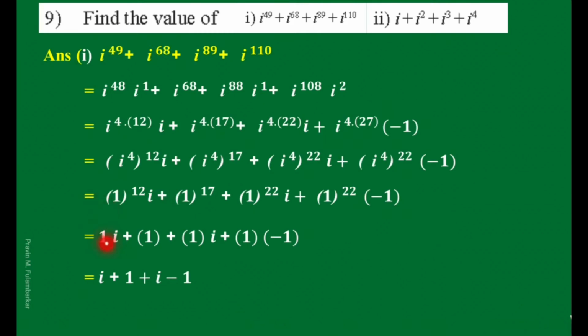So we write here one more step, i raised to the power 4 by 1 raised to the power 12, then i raised to the power 4, that means 1 raised to the power 17, i raised to the power 4, that is 1 raised to the power 22, here i raised to the power 4 is 1 raised to the power 27 minus 1. So you can add this step if you required. So in this way we get the next value, that is twice i. This is solution of first sub question.